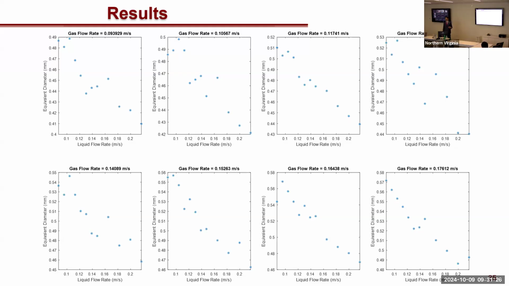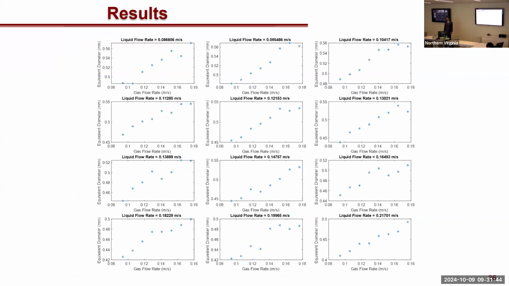In order to more intuitively visualize this, we took each cross section of that graph. For each gas flow rate, we saw how the equivalent bubble diameter changed with the liquid flow rate. And so here we can see this more accurate negative correlation for each gas flow rate. Moving on, we can see how it changes with the gas flow rate by holding the liquid flow rate constant per graph, and then seeing how it changes on the horizontal axis with varying gas flow rate.